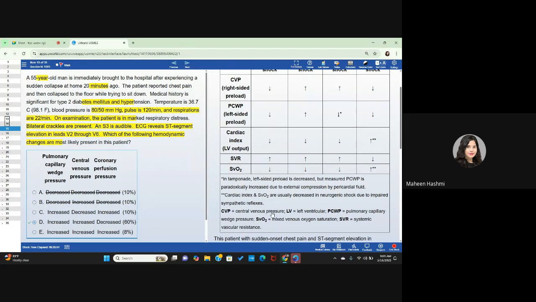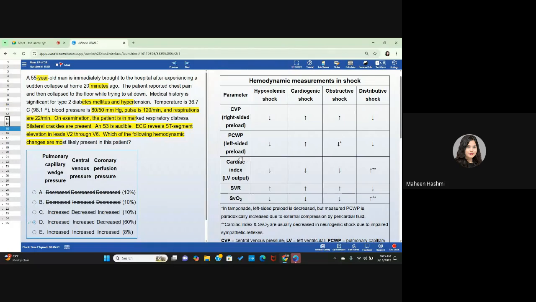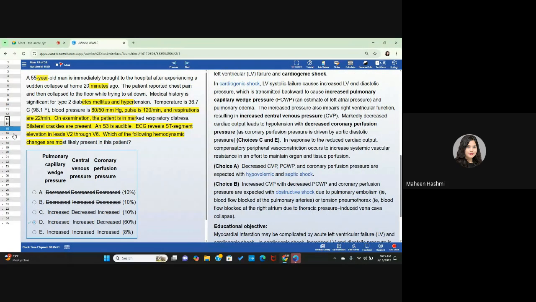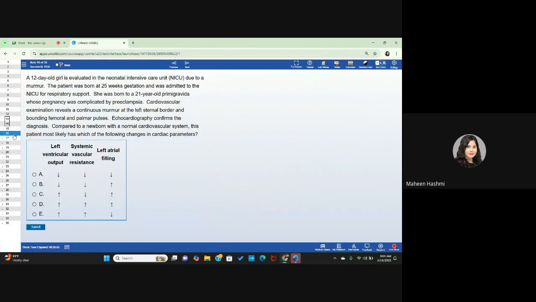And CVP, we talked about the PCWP, it is the left-sided. CVP, like I told you guys yesterday as well, is kind of like JVP. I know that they're two different things, but for purposes of remembrance, try to see that they're both kind of equal in the head. All right, so it's kind of like JVP. All right, okay. Last question for today, and then Dr. Moss is going to take over.